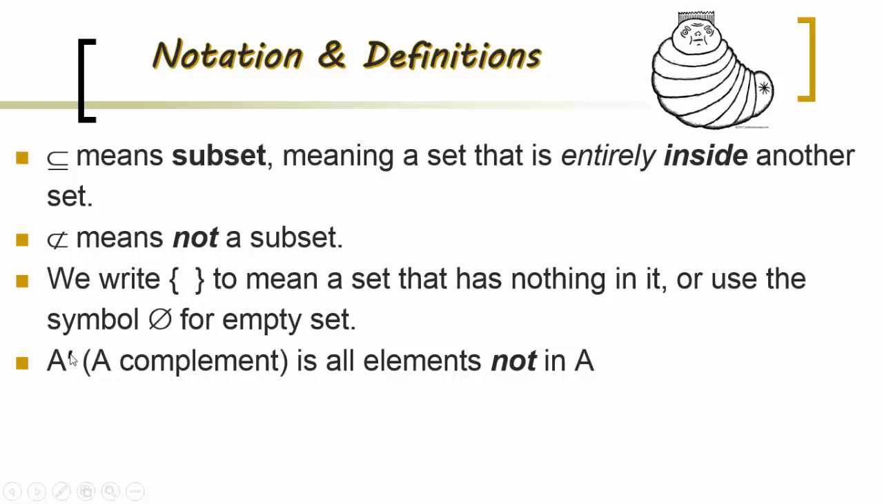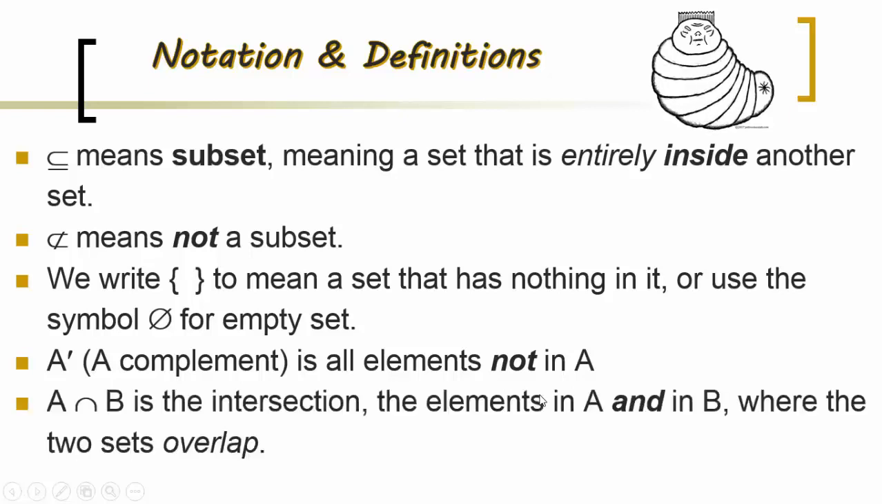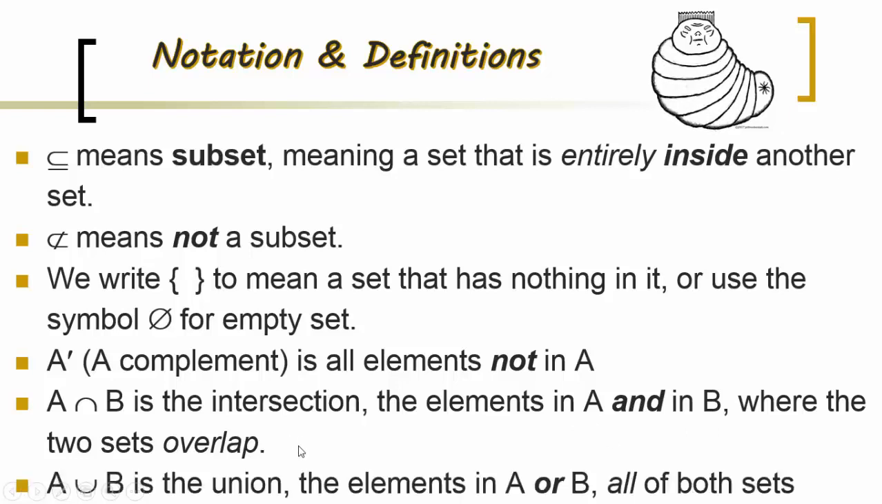A with a little tick over it is called the complement. It can also have a little C, but here we just have the tick. That means all the elements that are not in our set A. A with a little upside down U means the intersection of sets, so the elements in A and in B, where the two sets overlap. And finally, A union B means the elements in A or B, which means all of the elements of both these sets.